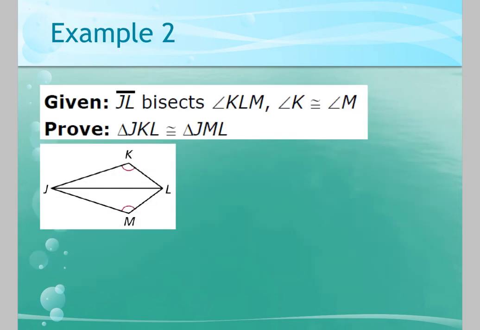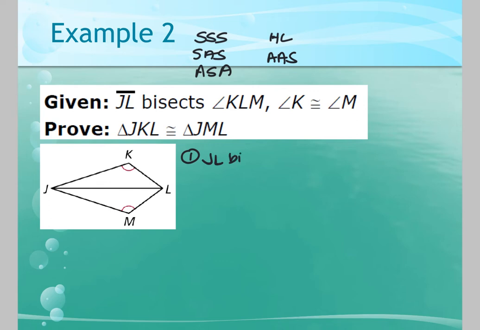So we left off with example 2 on Friday. This says that JL bisects angle KLM, and angle K is congruent to angle M. And our goal is to prove that JKL is congruent to JML. So because we're trying to prove 2 triangles are congruent, I know it's going to be one of my 5 ways, which is side, side, side, side, angle, side, angle, hypotenuse, leg, and angle, angle, side.